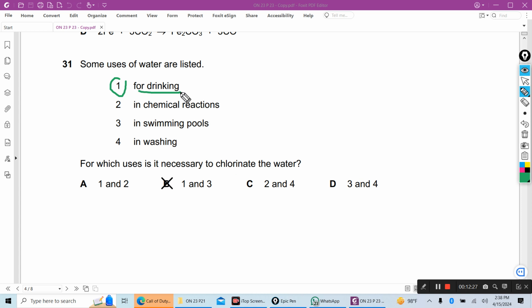For drinking water, it needs to kill bacteria, so chlorination is needed. And in swimming pools also, to remove bacteria, to destroy microorganisms is needed. That's why chlorination is needed. So 1 and 3 is the right answer. In washing and in chemical reactions, bacteria or microorganisms do not need to be removed.